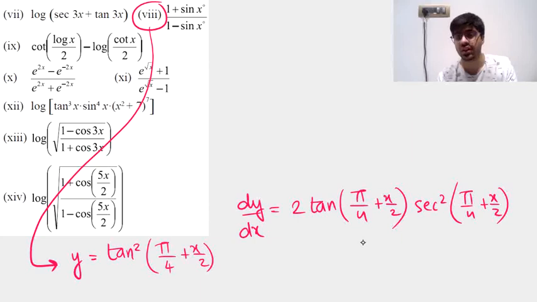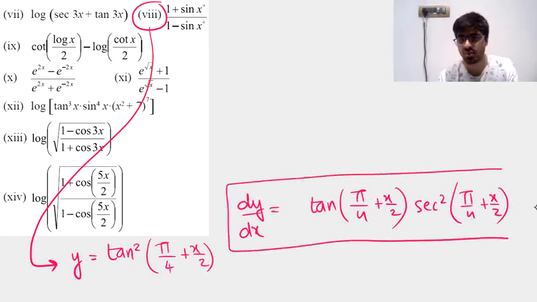Multiply that further with the derivative of pi by 4 plus x by 2, which is 0 plus 1 by 2, simply equal to half. So when you multiply that with half, this half and this 2 get cancelled. And that's the final answer. That is, dy by dx will be tan of (pi by 4 plus x by 2) into sec square (pi by 4 plus x by 2).